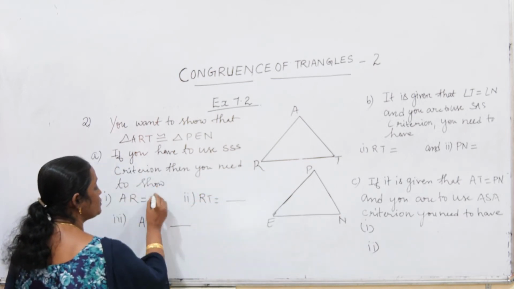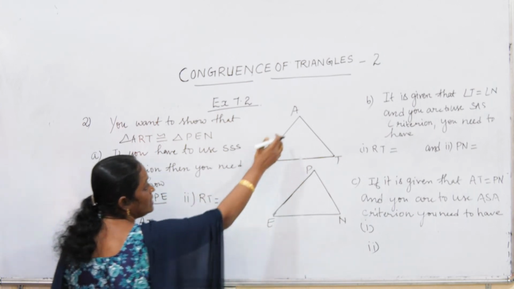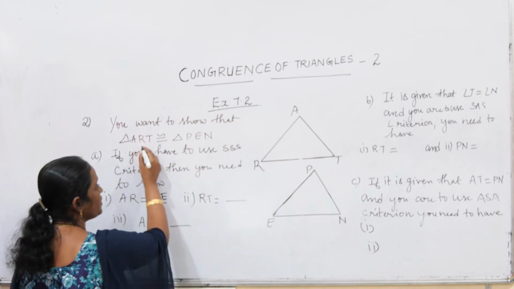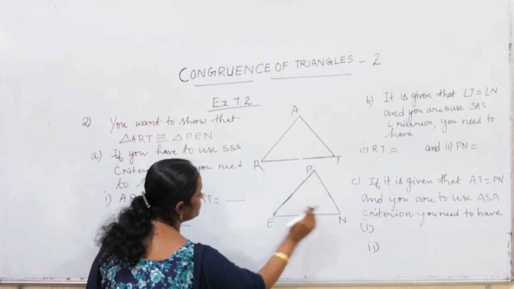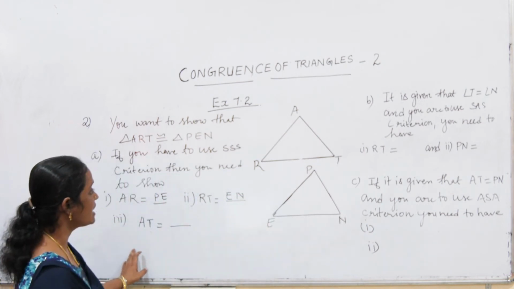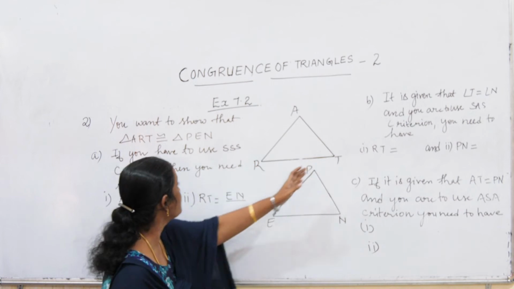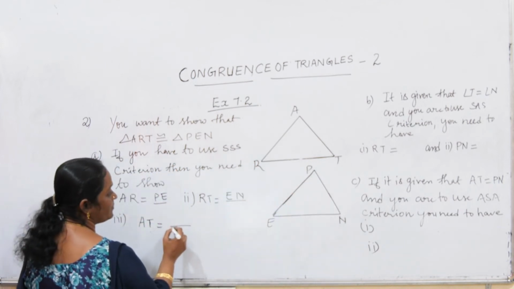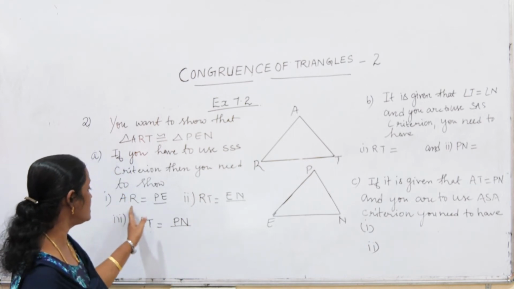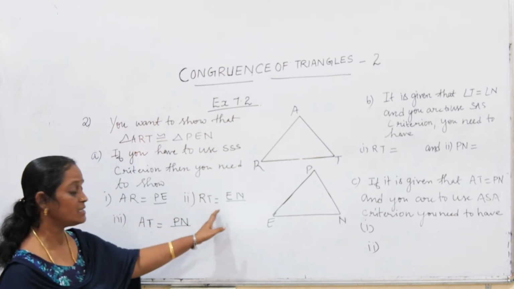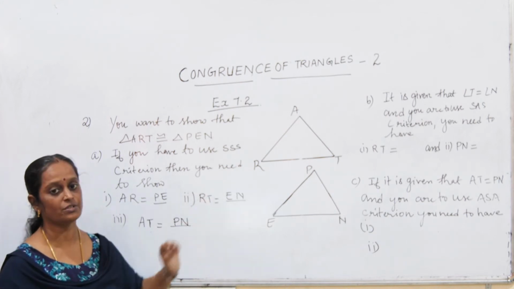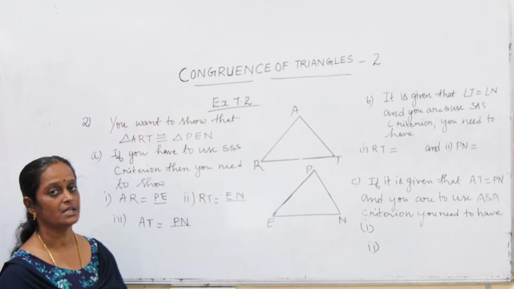So here, AR corresponds to which side? Here AR corresponds to PE. Next, RT corresponds to EN, so RT will be equal to EN. Next, the third side AT corresponds to PN, so AT is equal to PN. So we need to show these three sides: AR is equal to PE, RT is equal to EN, and AT is equal to PN, to show that these two triangles are congruent by triple S criteria.